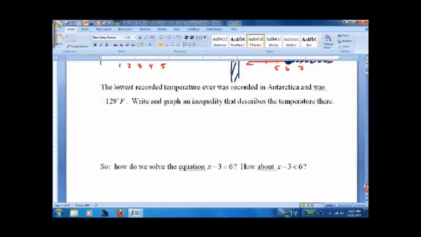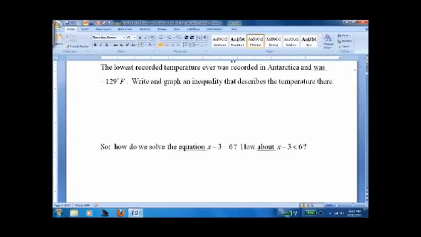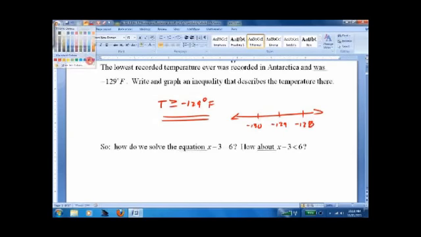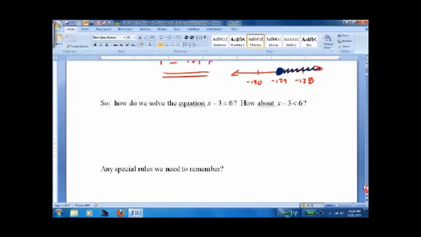So, real example. The lowest temperature ever recorded in Antarctica was negative 129. Now that's the lowest it ever got anywhere in the world. So, describe the temperature there. Well, the temperature has to be greater than or equal to negative 129 degrees Fahrenheit. And that's it. I wanted to draw that on a number scale. You would do this. Fill it in. And it's always going to be warmer than negative 129 if you can actually imagine that.